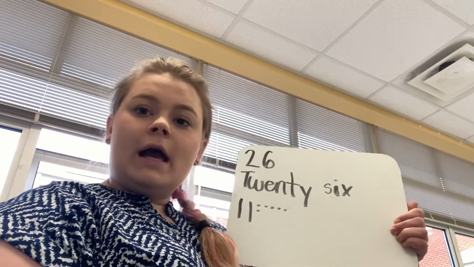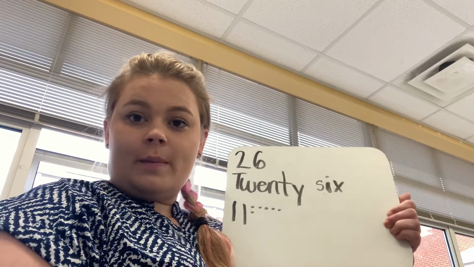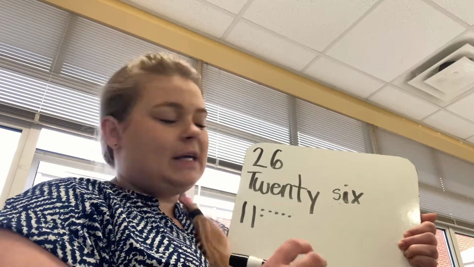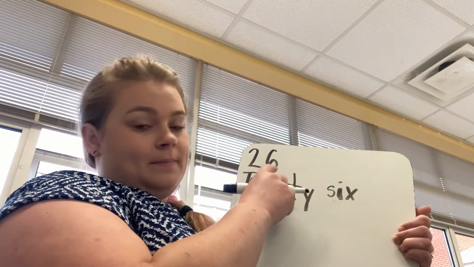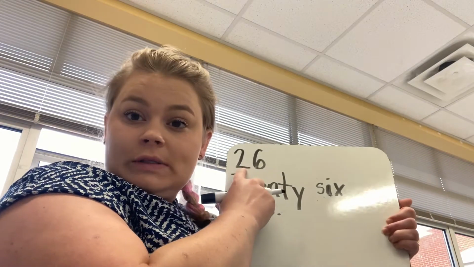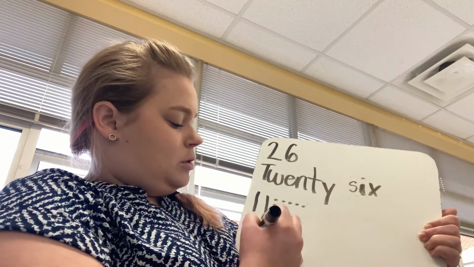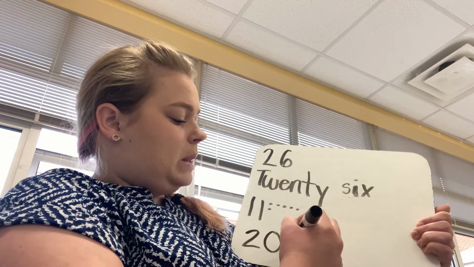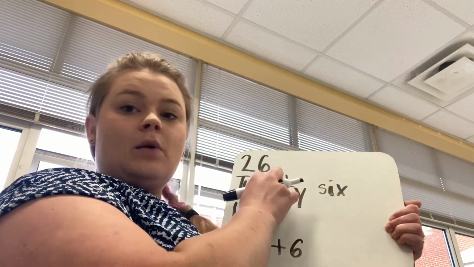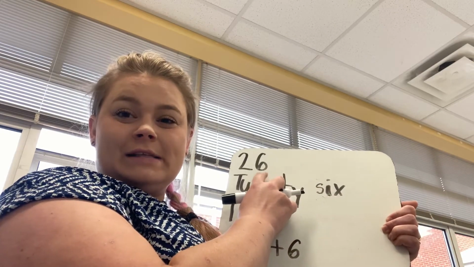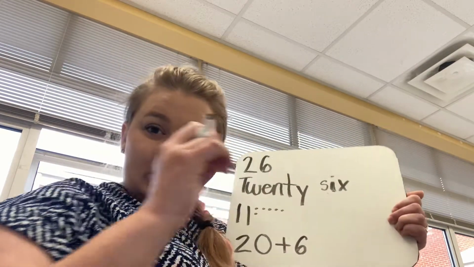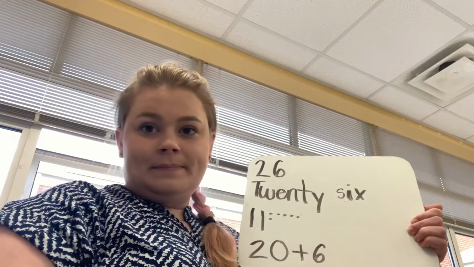26. I could also write this using expanded form. Expanded form is where you look at the value, so how much it is, of each digit. So this 2 is worth 2 10s. 2 10s are 20. So 20 plus 6, because 6 is in the ones place, the value of that 6 is 6. That's expanded form. So it stretches out the value of each digit.